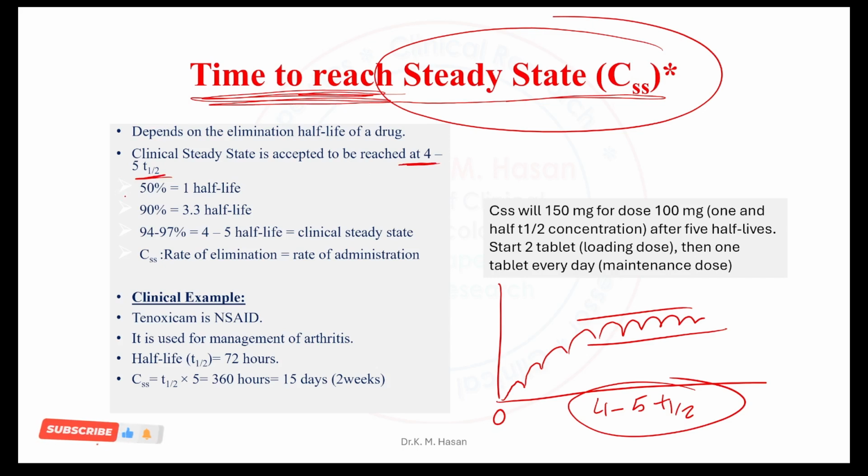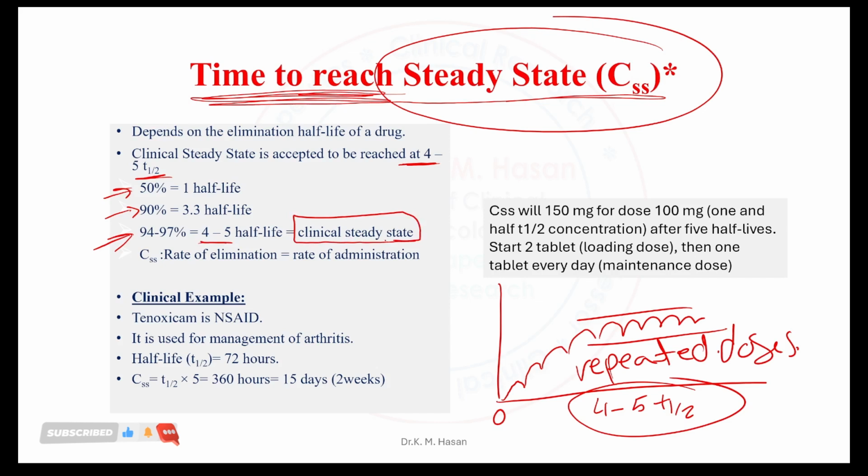So they try to remind us: you prescribe repeated doses to the patient. First half-life, we have 50%. You prescribe another dose, and after 3.5 half-lives we have 90%, and 94 to 97% after 4 to 5 half-lives. So this is a clinical case study of clinical steady state. The medication will arrive at roughly 95%, or 94 to 97%, rate of elimination.